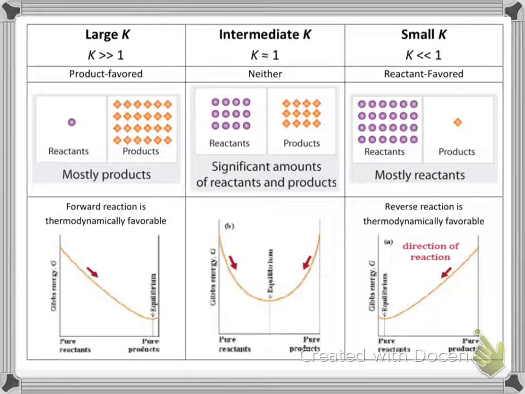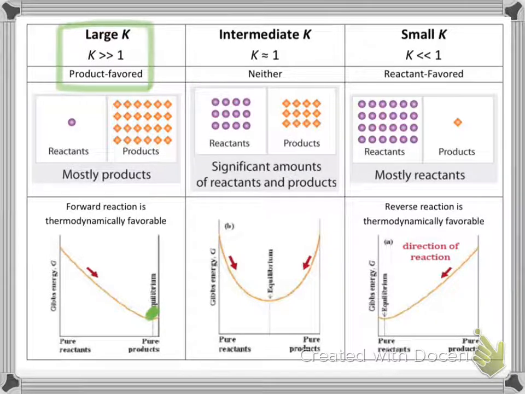different chemical system. So you can have a reaction that is very product favored. That means your ratio of product to reactants, or K, is greater than 1. That means that in your free energy diagram for this product favored reaction, your equilibrium point is going to be at a really high ratio of products to reactants.